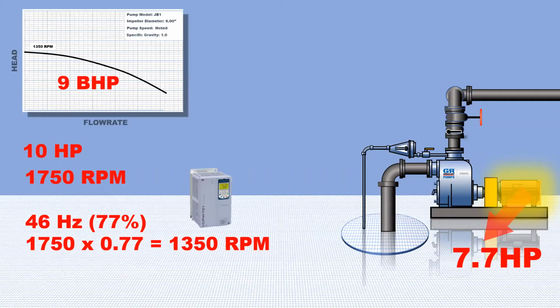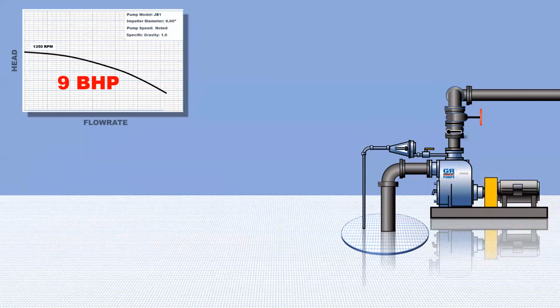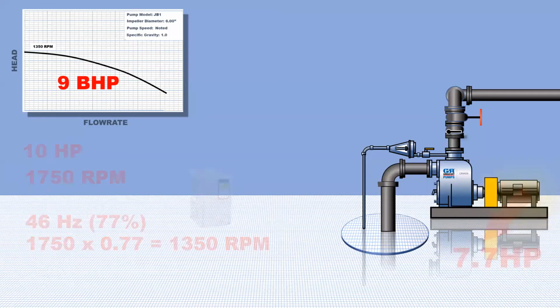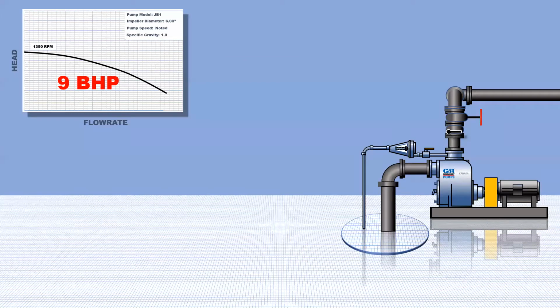That's exactly right. At 77%, you'll get 77% of the horsepower, or 7.7. And again, it's all due to that relationship again of that equation. So what can we do here? What would we do if we need to run a pump or a motor at 1350 RPM, and we know we're going to consume 9 brake horsepower? What would be some of our options?